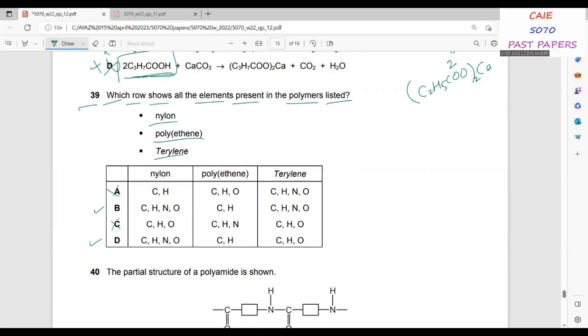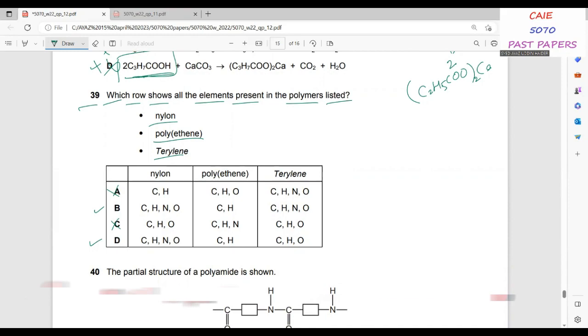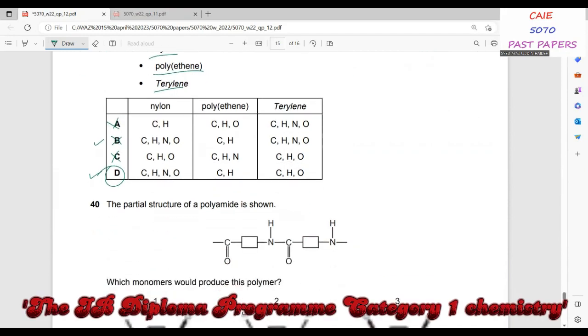What about polyethylene? Polyethylene only contains C and H. So in both B and D, the elements for polyethylene are shown correctly. What about terylene? Terylene contains C, H, O, not C, H, N, O. So B is incorrect. D will be the right answer.